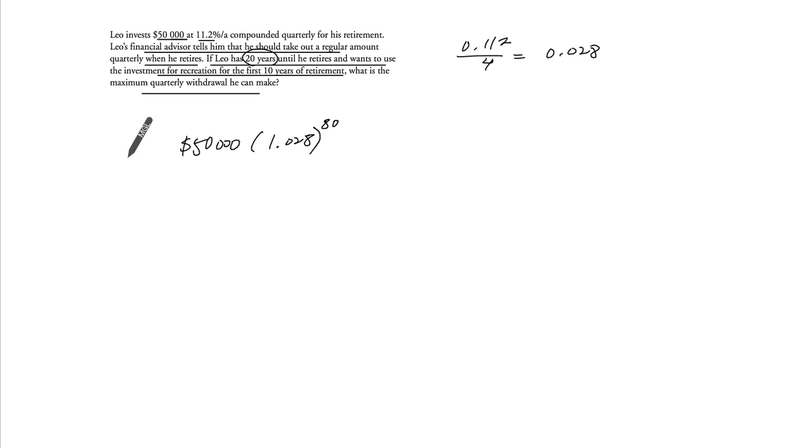Okay, this is the value of the $50,000 after 20 years. So let me punch this in. It's $455,000. Okay, now we want quarterly payments. So he retires, he wants to use the investment for the first 10 years of his retirement. So here's the first quarterly draw, second quarterly draw, for 10 years. So that's 40 draws.